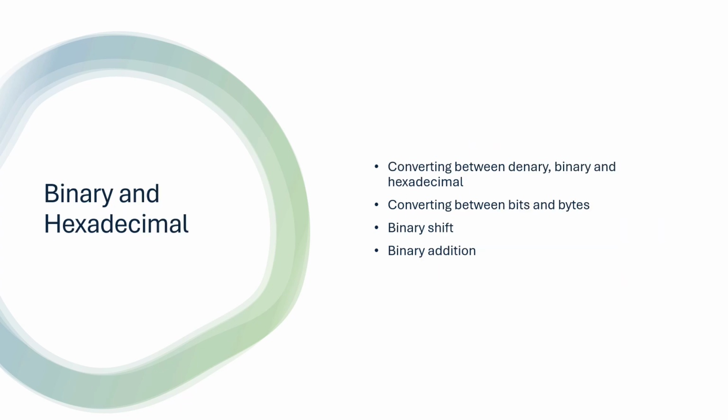Binary and hexadecimal, these are 4 of the main things that we need to be able to do. If you don't know how to do one of these, this might be something you want to revise now or in the morning before the test. Converting between denary, binary, and hexadecimal, we need to be able to go to 2-digit hexadecimal. Converting between bits and bytes. Binary shift, what does binary shift mean? What happens if we shift to the left? What happens if we shift to the right? And binary addition.